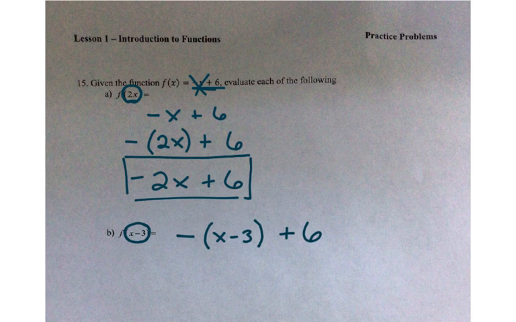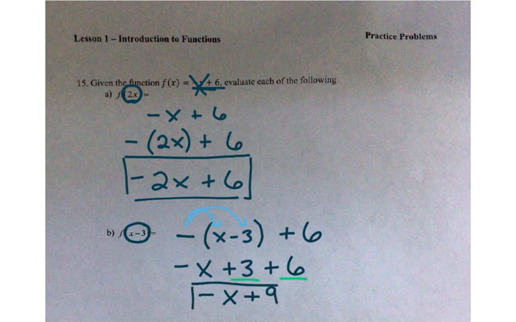Now, because it's a binomial, I'm going to distribute that negative through to both parts of that expression. So we have negative x, and a negative times a negative will give us a positive 3 there. And then we continue to add our 6. Now we can simplify by adding the 3 and the 6 together so that we get negative x plus 9 for our final answer.